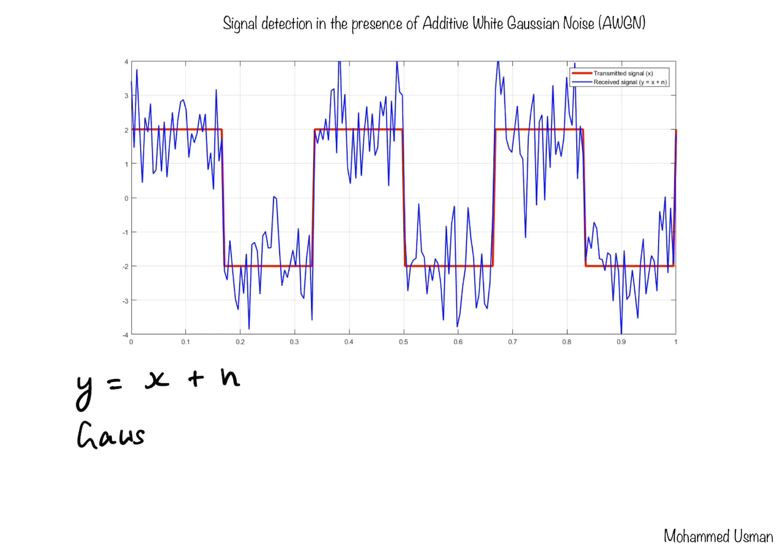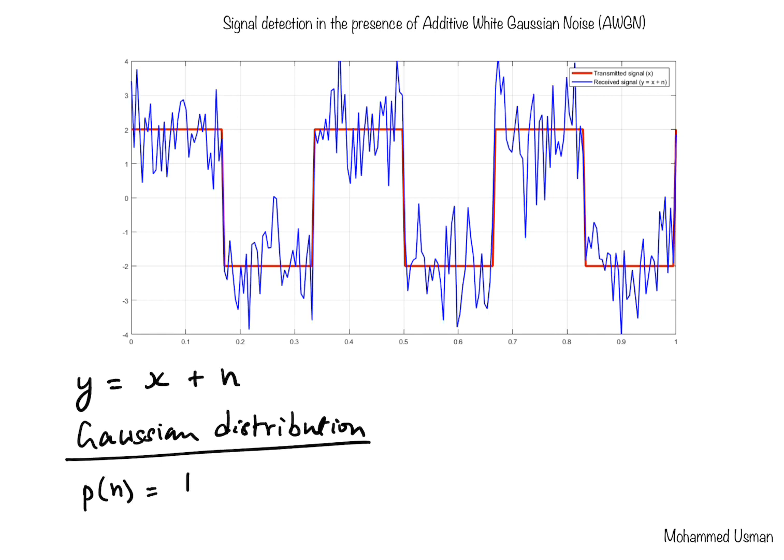So let me rewrite that. Gaussian distribution is something like this. For noise p of n, it gives us the probability that the noise takes on a certain value, and it is given as 1 by sigma square root of 2 pi, e power minus half into (n minus the mean mu by the standard deviation sigma) the whole square. So that's our representation of the Gaussian probability density function.